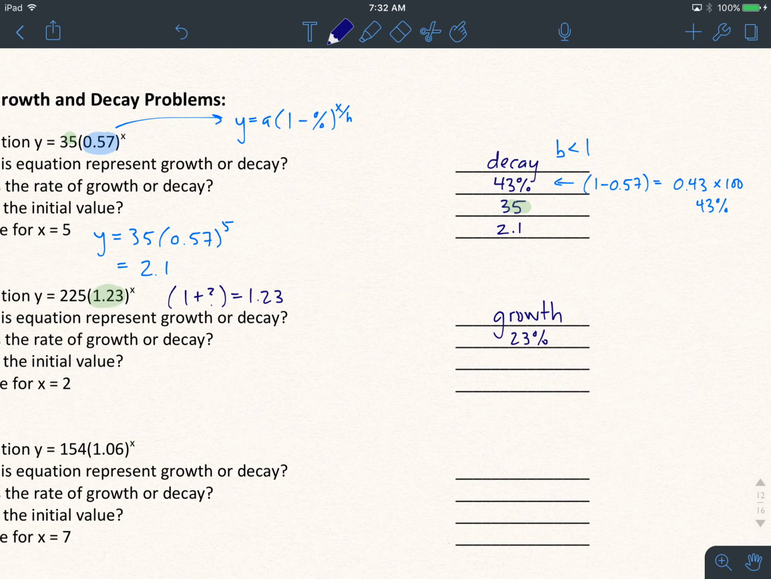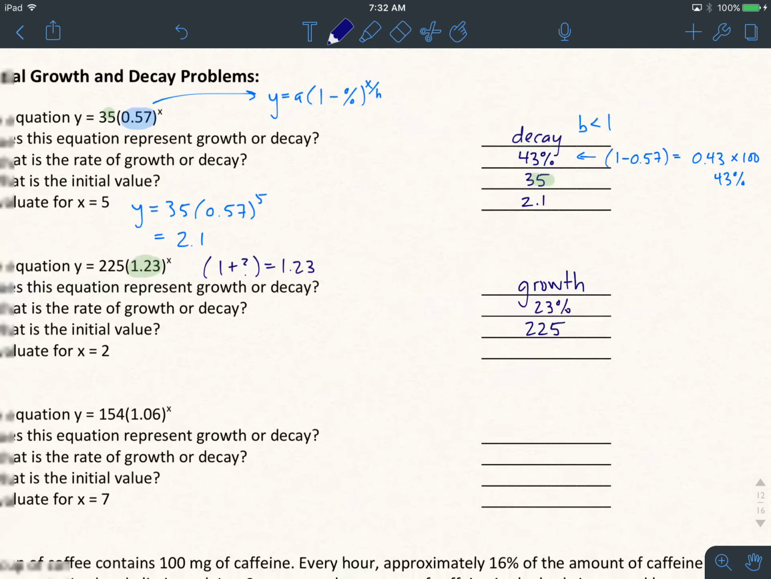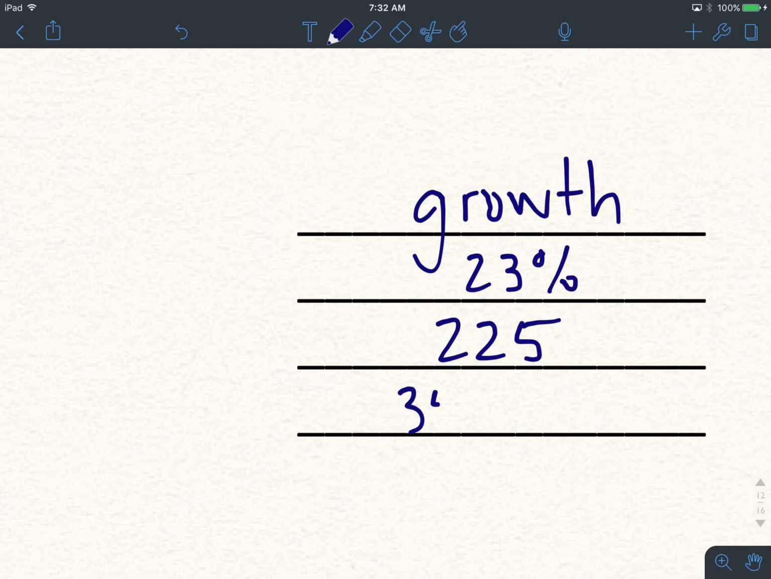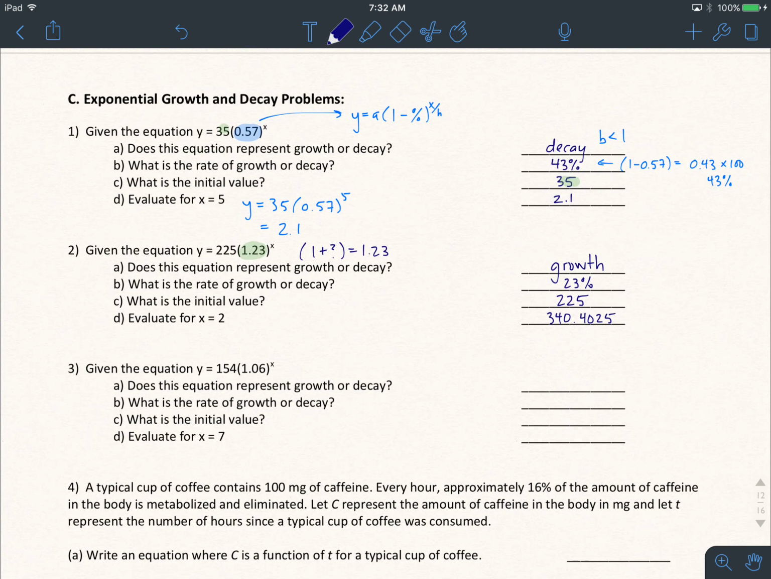The A value, of course, is the initial value sitting out there. It's going to be 225. And we are going to evaluate for x equals 2. So I'm going to type in that exact same equation, but I'm going to substitute 2 in there. So that'll be 225 times 1.23 to the exponent 2. And that's going to give me 340 decimal 4025. I guess we can write the whole thing down. 340.4025. So those are the answers that we have for example 2. Let's move right on to example number 3.